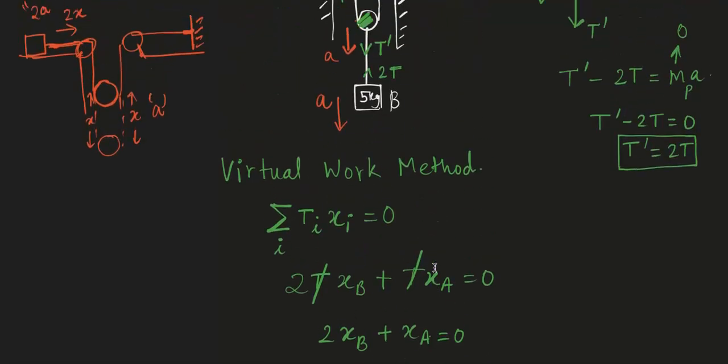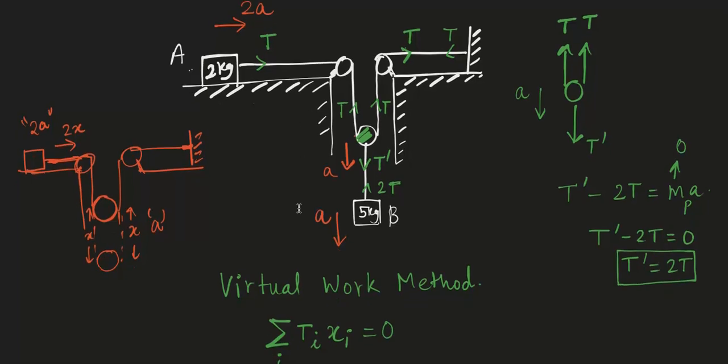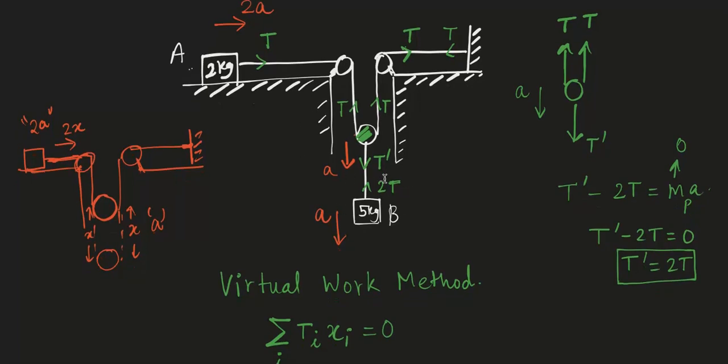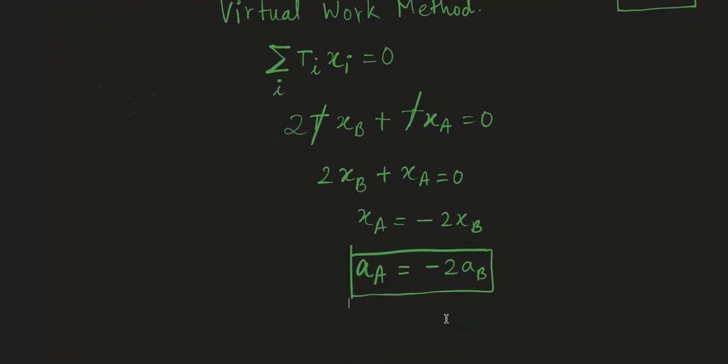That means that this work is entirely opposite. See, block B is going down, so the work done is negative, as the tension is upwards and the displacement is downwards. So this work has to be negative, and this work has to be positive because the tension is in this direction and the displacement is also in that direction. So this is in a sense negative work. We did not count that, we just wrote positive T xa. That's why we are getting the minus sign.